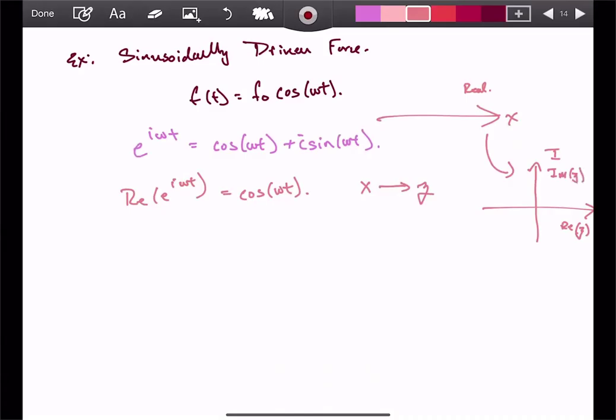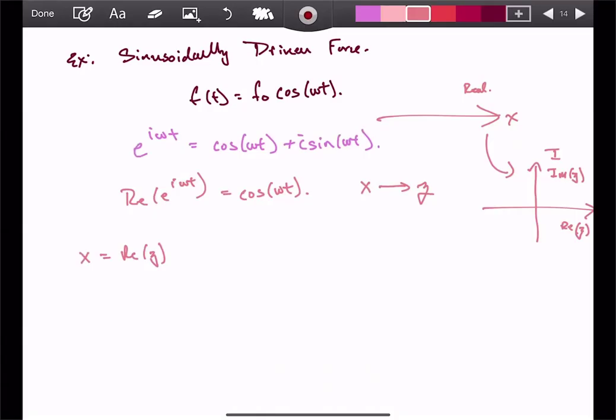The benefit of doing this is that it's a lot easier to solve in terms of exponentials as opposed to sines and cosines. Then when I want the actual solution of x at the end of the day, we say x is equal to the real part of z, undoing our complexification. So let's talk about this.